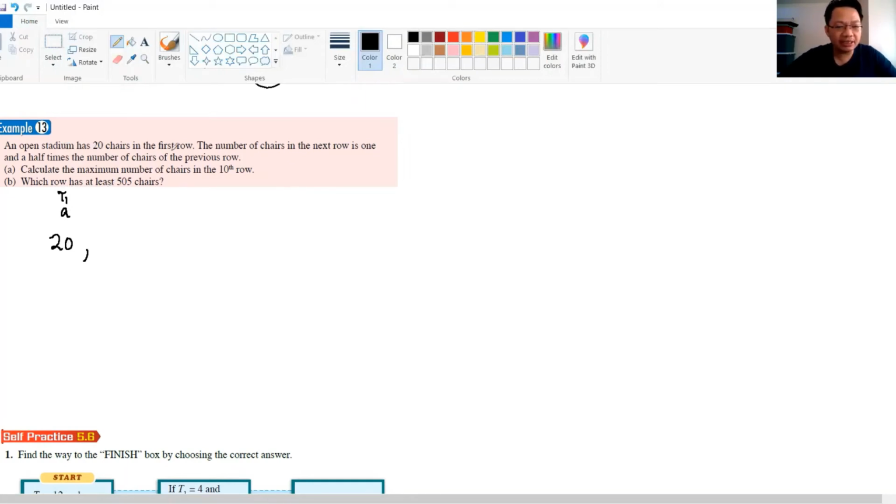And then the number of chairs on the next row is 1.5 times the previous row. That means from the first term to become the second term, you multiply by 1.5. 1.5 times the previous, so 1.5 times 20. So that means 1.5 is your common ratio. No need to find the common ratio now because the question already gives you the common ratio value. So now we have A, we have R already.